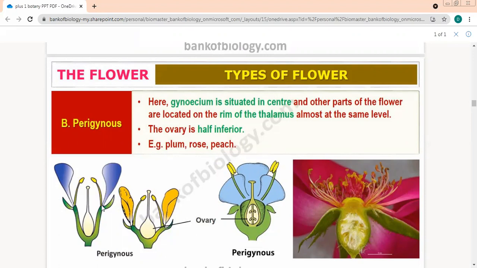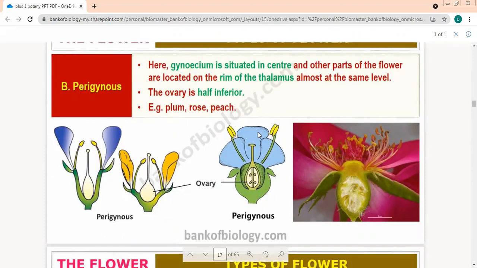So this ovary is known as half inferior ovary. Half inferior. If it went completely down it would be inferior. If it went completely up it is superior. This is neither completely down nor completely up. Almost the same. So we're going to call such an ovary a half inferior ovary. Rose is the best example for this. So this kind of ovaries are known as half inferior ovaries, and the flowers are called perigynous.